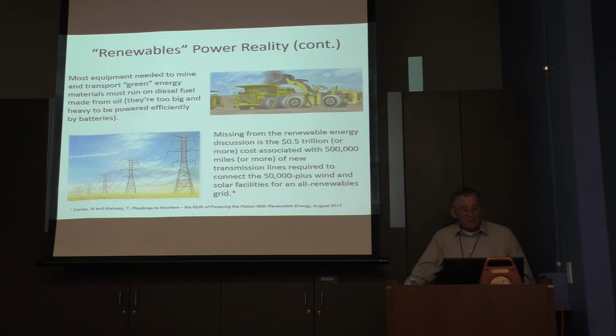And most equipment needed to mine and transport green energy material must run on diesel fuel because they're too big and heavy to be powered efficiently by batteries. Also missing from the discussion is the $500 billion or more cost associated with 500,000 miles or more of new transmission lines that are required to connect the 50,000 plus wind and solar facilities for an all renewables electrical grid.